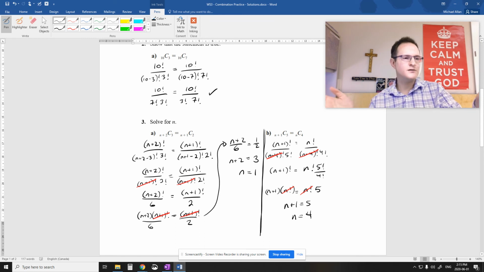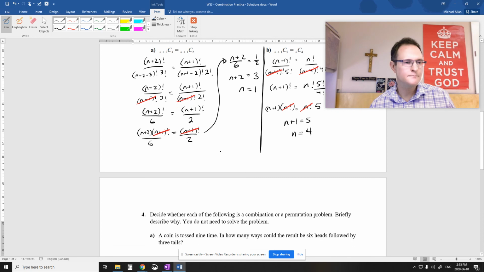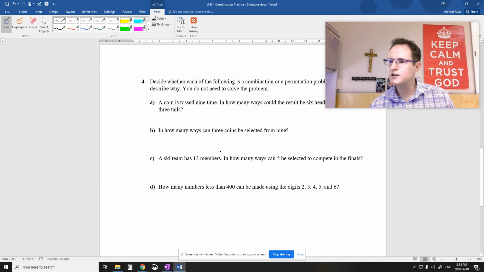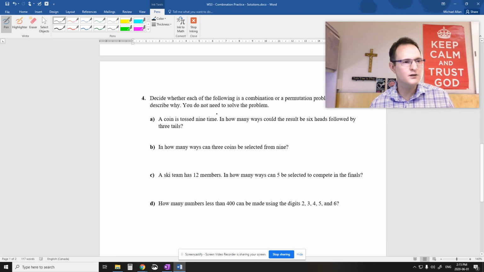Perfect. Well, it makes sense. 5C5 is equal to 4C4. Yeah, it makes sense. The last little question here is just to determine which of these is the permutation, which one would be a combination type question. We don't have to actually solve the questions.